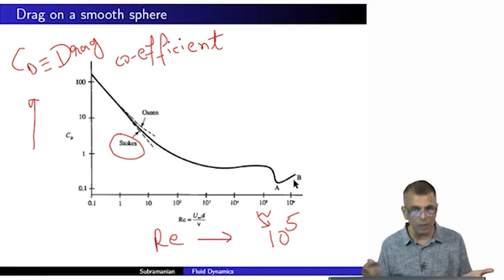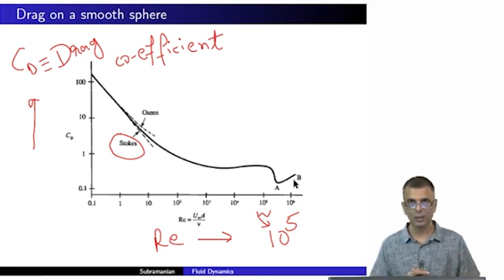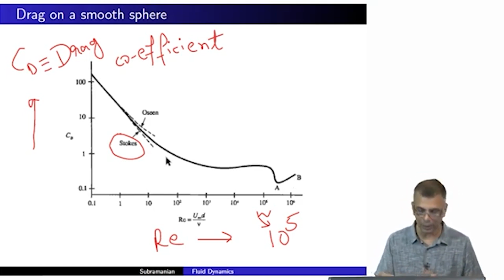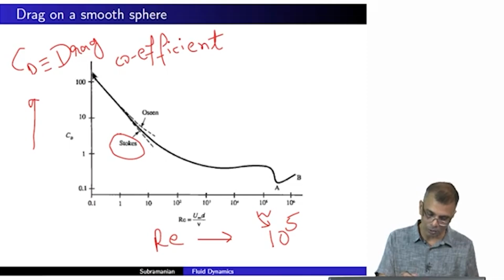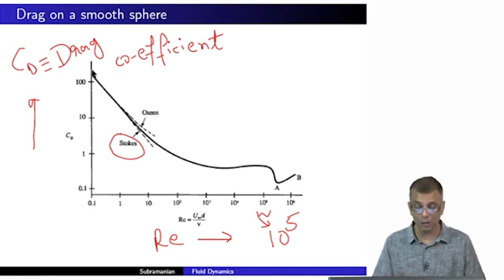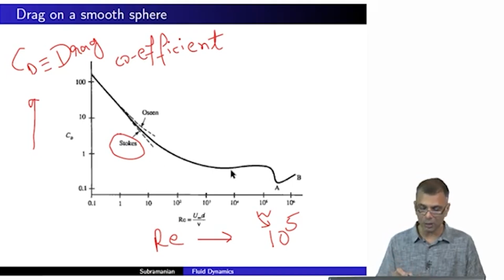For the purposes of this particular lecture, you can think of the solid line as being the experimentally obtained line. The solid line represents the experimentally observed drag coefficient as a function of Reynolds number.